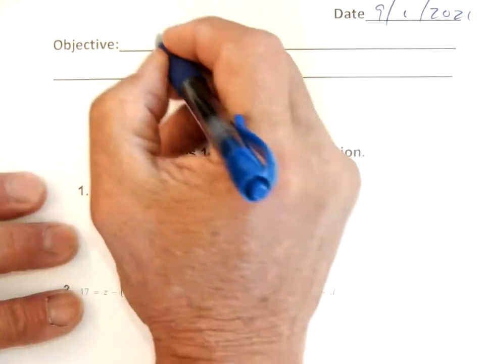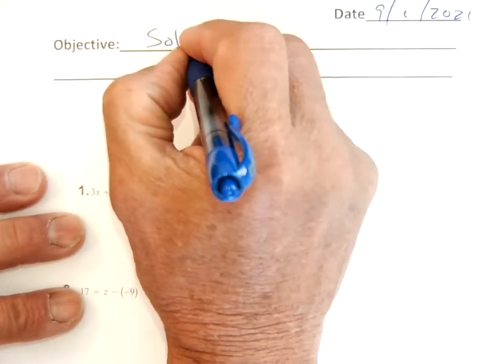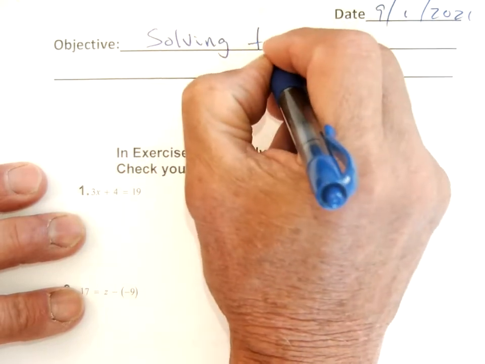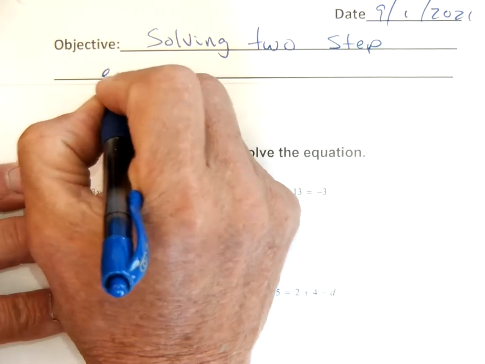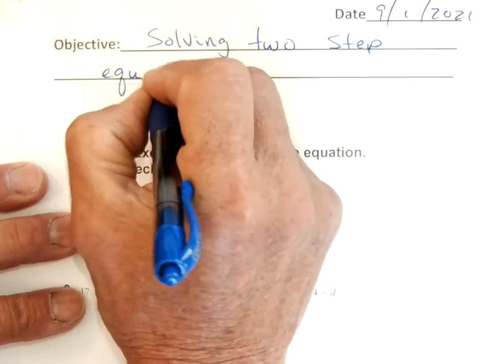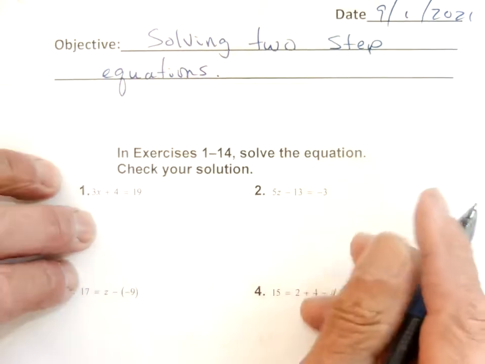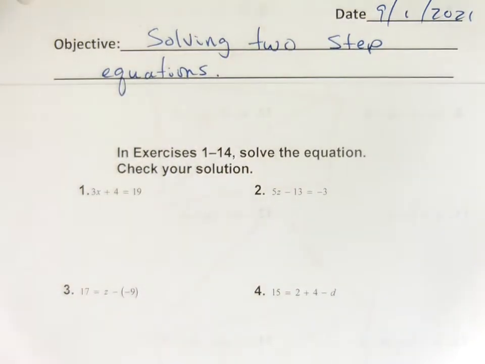Our objective is solving two-step equations. So the goal is to find the value of the variable, right? I mean, if I did this, I might be able to do this in my head.